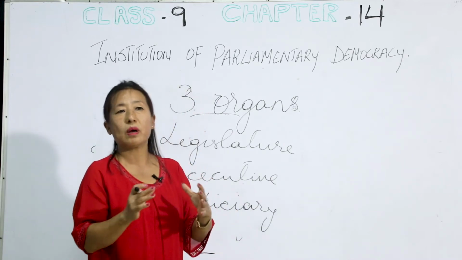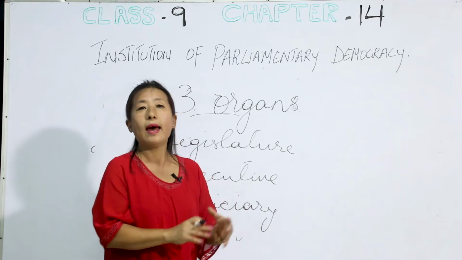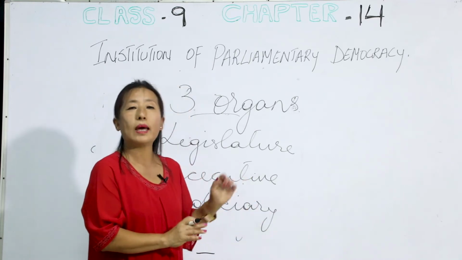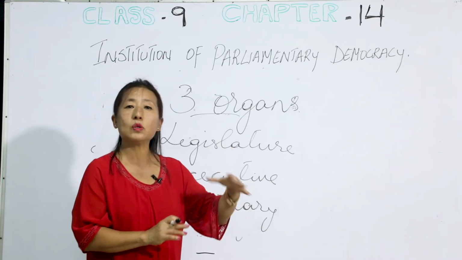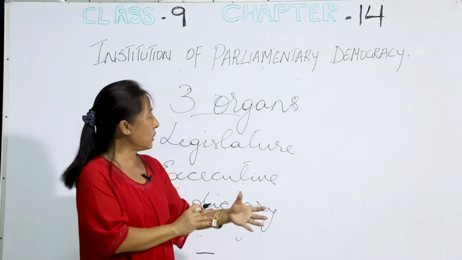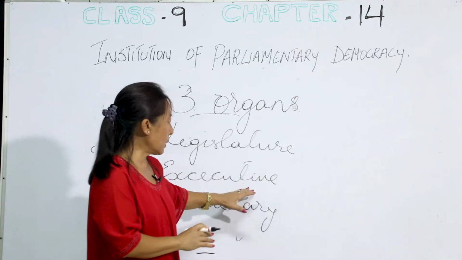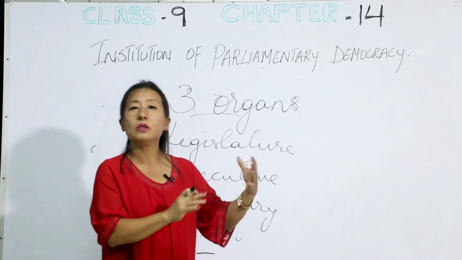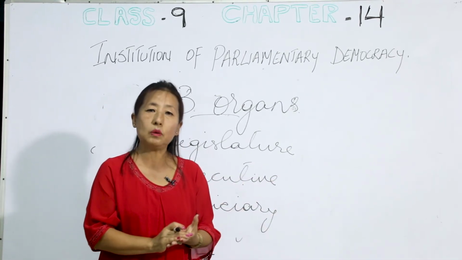Then the second one we call the executive. Executive means we are talking about the ministers, the bureaucrats, the big shots, and their job is to execute the law. That means they have to make sure that everyone is obeying the rules and regulations that the legislature has given.